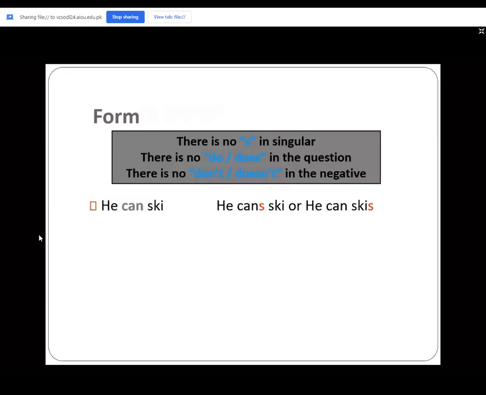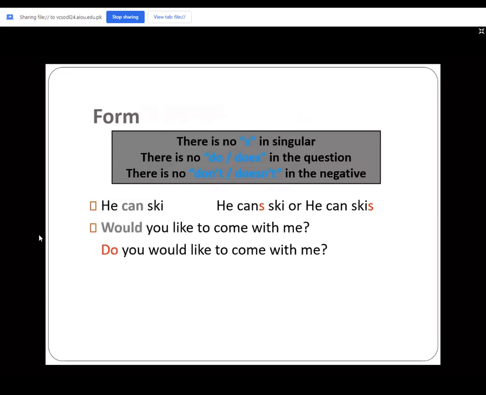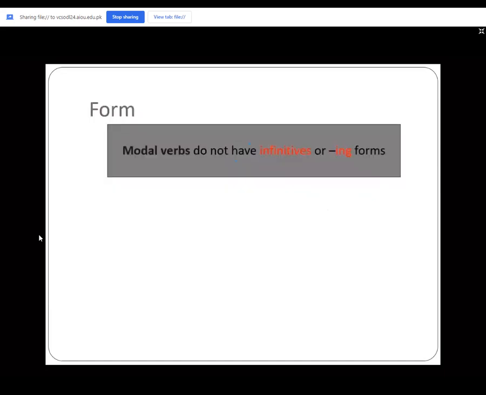For example, he can ski, right? Ski is a form of physical exercise people do. So "he can ski" is correct, but "he can skis" is incorrect because can is enough to convey the full meaning. Would you like to come with me? So would is used. "Do you would like to come with me" is incorrect. They cannot be serious. "They don't can be serious" is incorrect. So if can't is there, there is no need for don't, right?